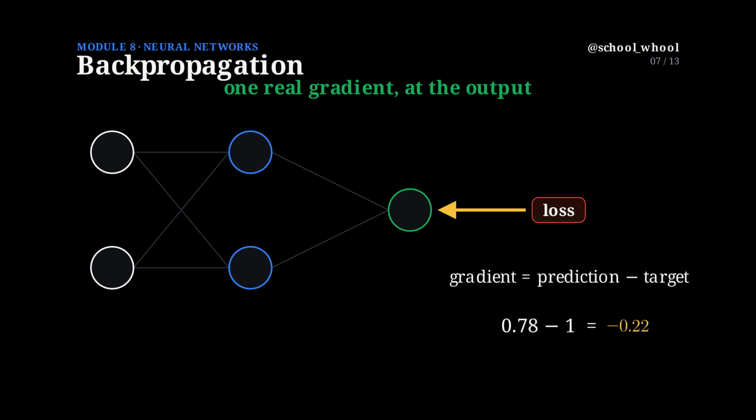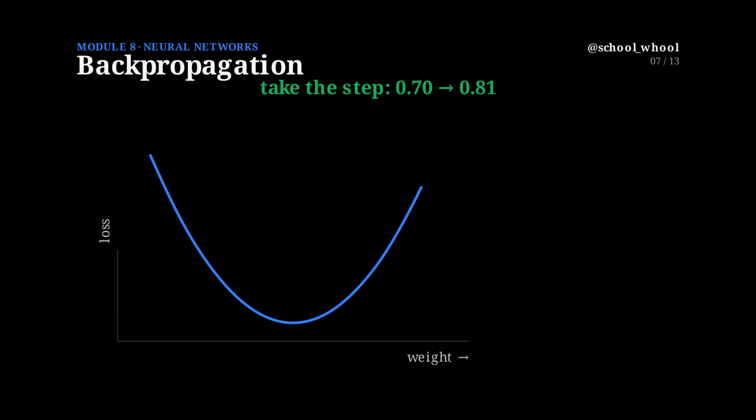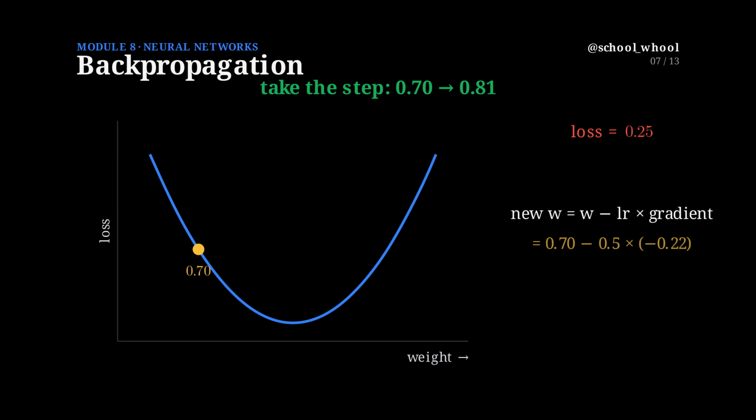Now we take the step. The new weight is the old weight, minus a small learning rate times the gradient. That's 0.7, minus 0.5 times minus 0.22. The two minus signs make it a plus, so the weight climbs to 0.81. Watch the weight slide down into the bowl, and the loss drops with it. That single step made the network a little less wrong. And that's the engine of learning.